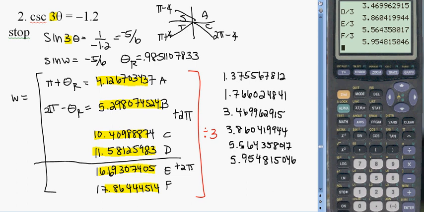So here are my 6 answers here, and notice again that all of my answers are between 0 and 2 pi, where 2 pi is 6.28. This one is less than that, so all 6 of these answers are the solutions to this trig equation right here.